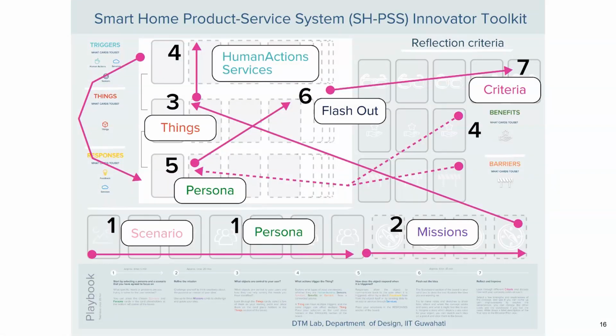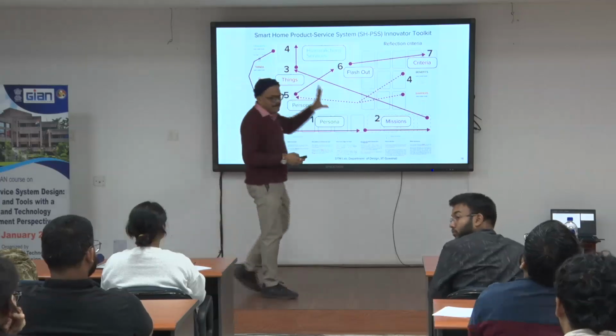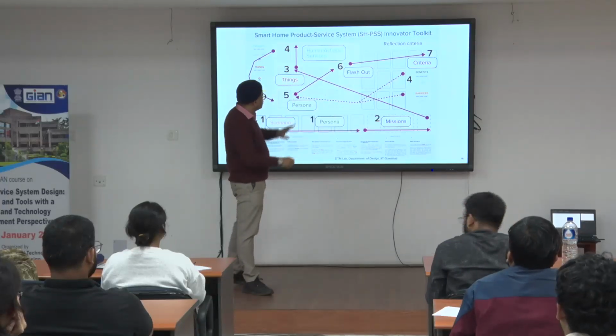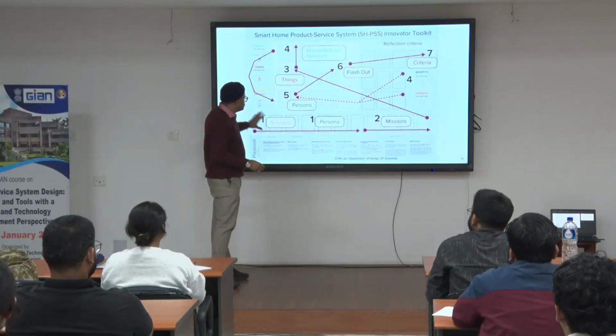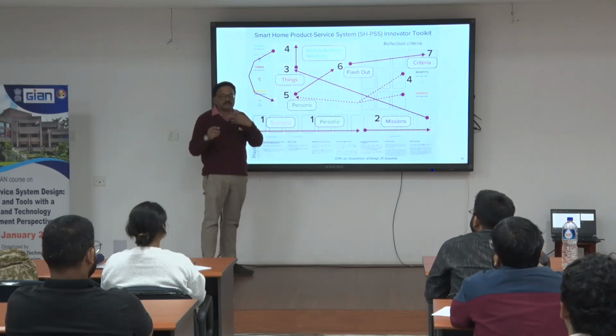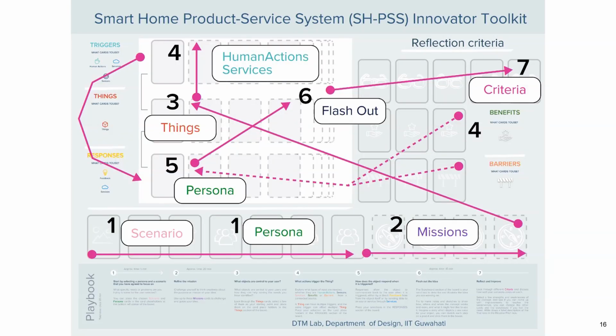As I showed you the layout of the tool, it goes like this. First you create a scenario. You take a specific scenario in a smart home context. You pick up personas in the scenario. What are the different personas that are going to play a role in that particular story, right? Then you define the missions. So these are the missions of this particular ideation exercise.